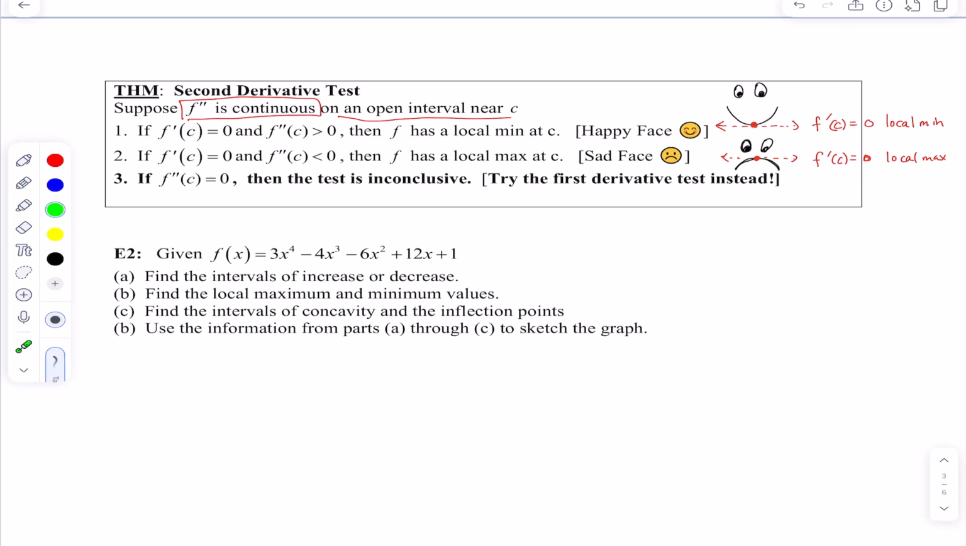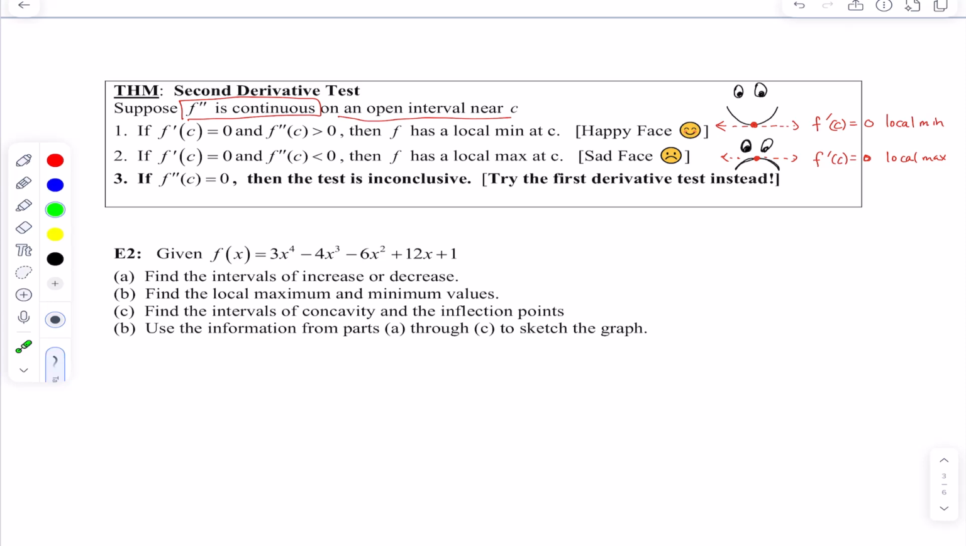However, there's a downfall in the second derivative test. Sometimes the second derivative evaluated at that critical number is 0. Then the test is inconclusive. Then you have to go back and just use the first derivative test. So the first derivative test is more powerful. It is actually a stronger test.